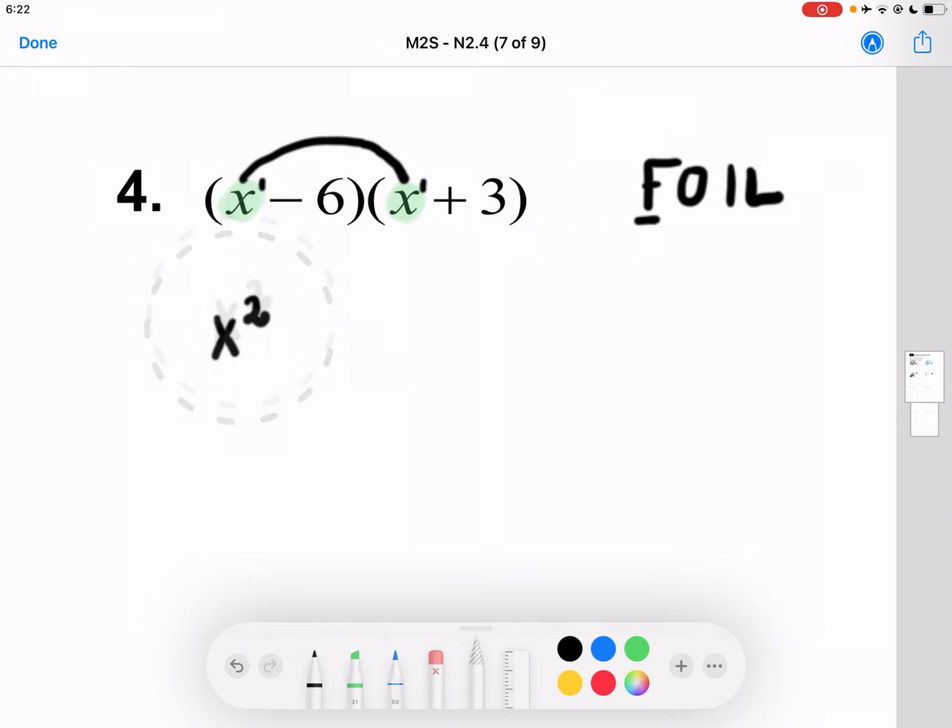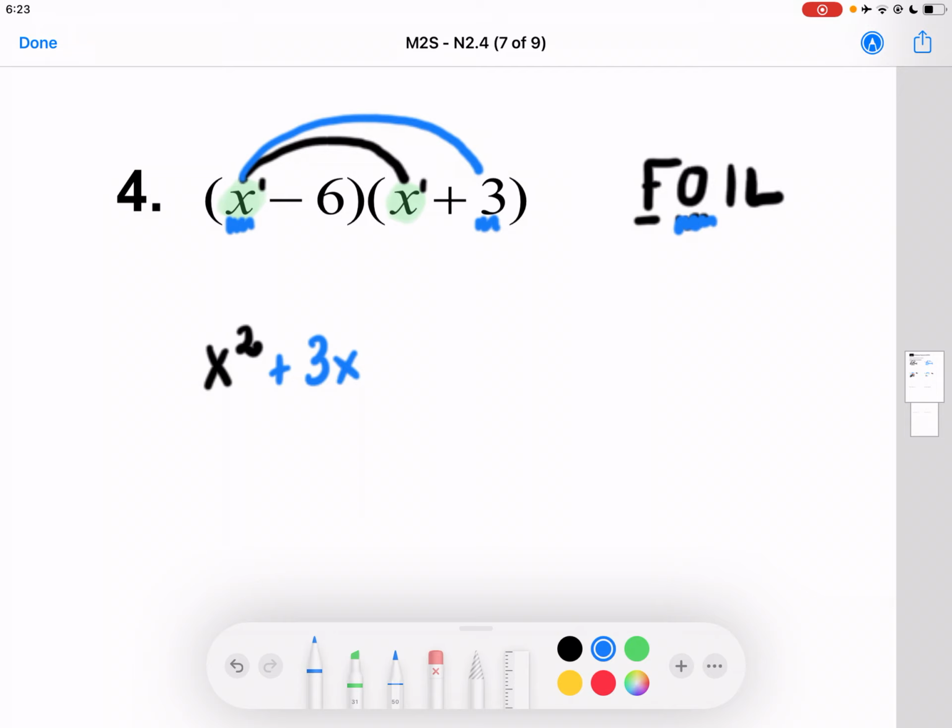Move that down just a little bit. There we go. All right, then we do the outsides. So outsides would be the x with the 3. Those ones are on the outside. So x times 3 is a positive 3x. Do that in blue.